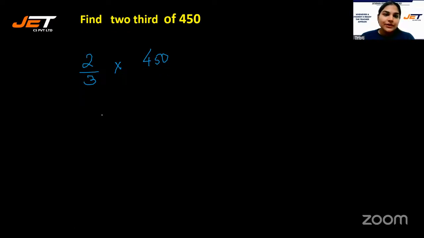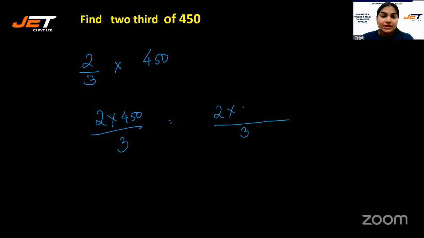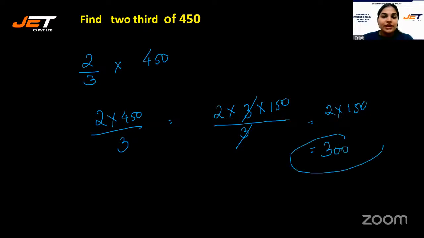So here I can do it like 2 times 450, in the denominator it's 3. 2 times 450 can be written as 3 times 150. Okay, so 3 cancelled. 2 times 150 means, this is my answer. 2 times 150 is 300. 300 is my answer. So 2/3 of 450 is 300.